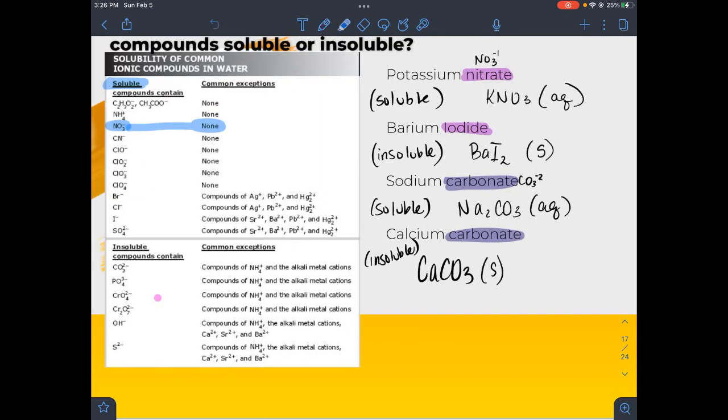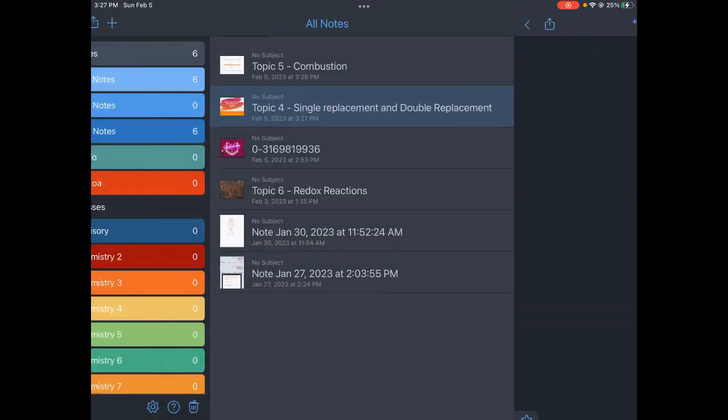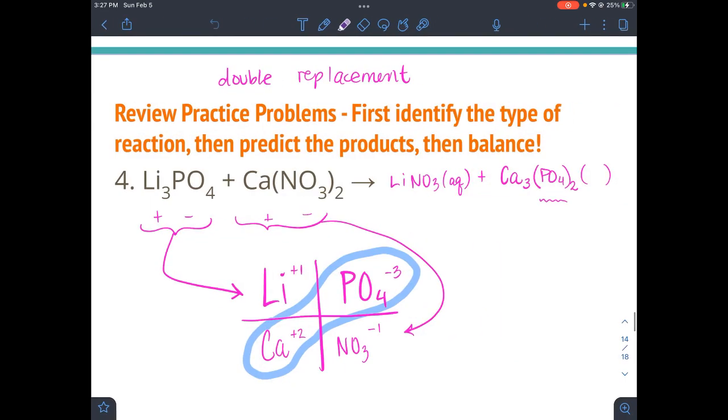Okay. I'm going to highlight this in purple, a little bit different. Phosphate is down here at the bottom. Phosphate is insoluble, meaning that it's going to be a solid precipitate unless calcium is an exception. Well, exceptions are ammonium NH4 and alkali metals. Calcium is not an alkali group 1 metal, so calcium phosphate is an insoluble solid product. So I am going to label it with an S.